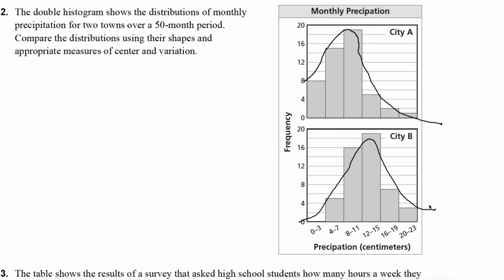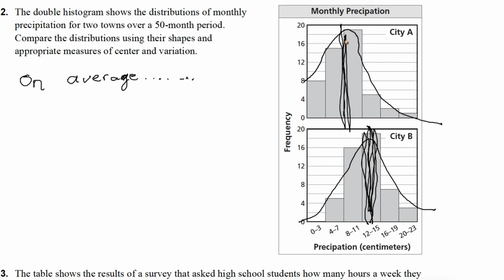Okay, so that tells me that on average, don't forget to write that word, on average. So what do we see? On average, city B, so the average, the mean, the center, is higher on city B than it is for city A. That tells me that on average, city B has greater monthly precipitation.